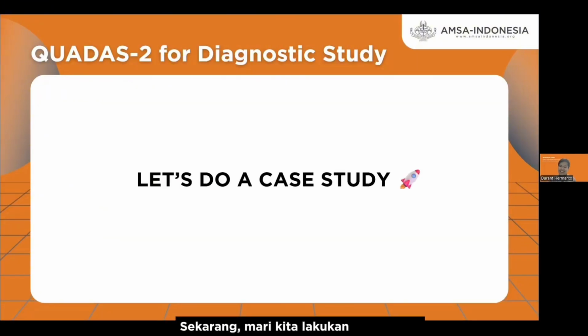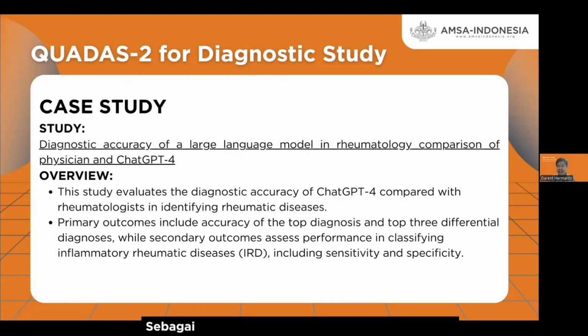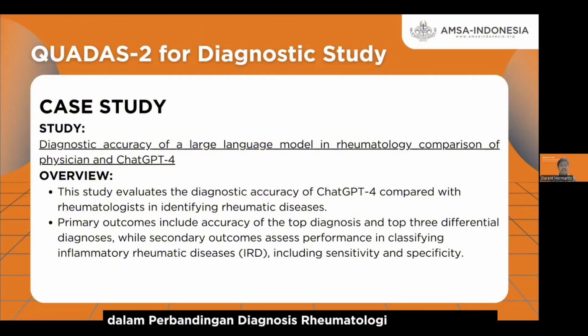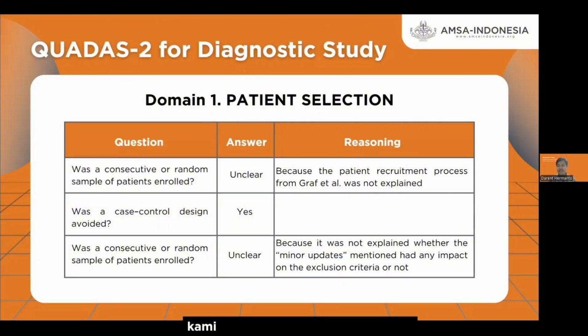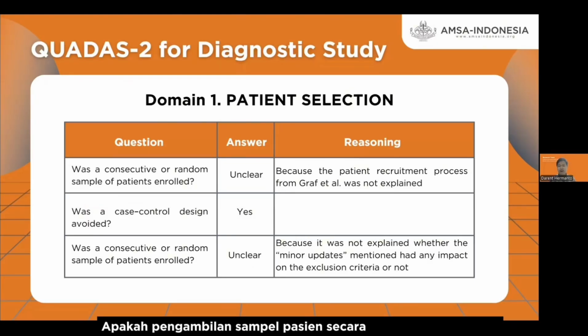Now, let's do a case study. As a practical example, consider a study, diagnostic accuracy of a large language model in rheumatology, comparison of physician and ChatGPT. Moving into the first domain of our QUADAS 2 assessment, we look at the patient selection. Here, our first signaling question asks if a consecutive or random sample of patients was enrolled.